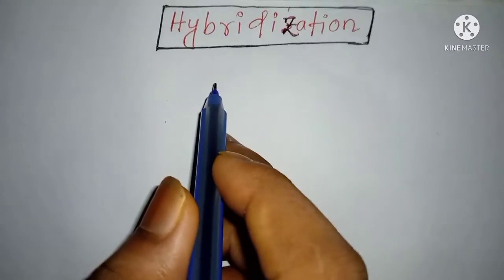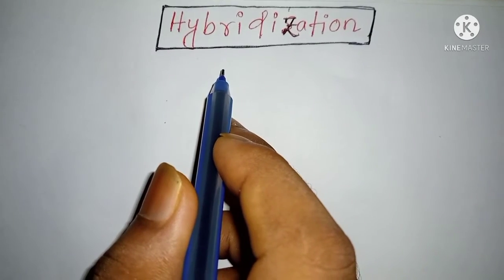Hello everyone. Today I am going to discuss the most important topic related to chemical bonding: hybridization, geometry, shape and bond angle. Any problem or confusion in this topic, I will solve in this lecture. So please don't skip the video. First I am going to start with hybridization.